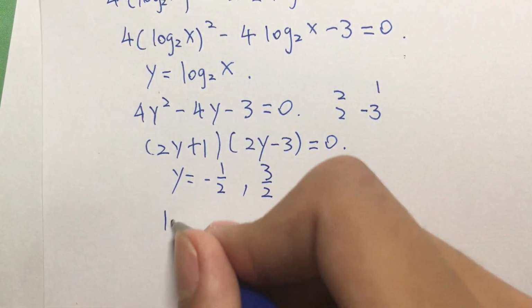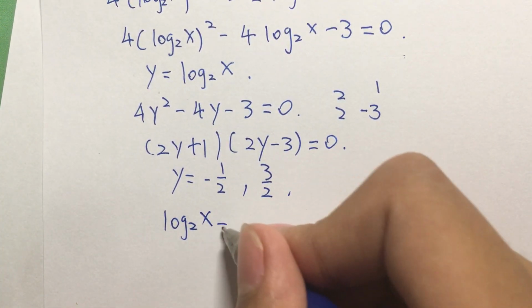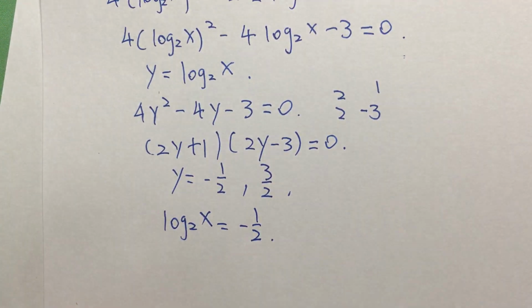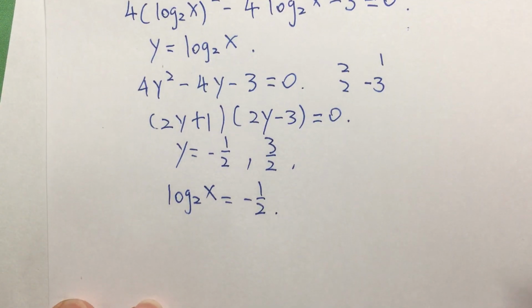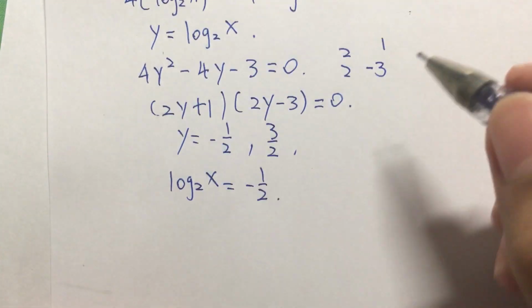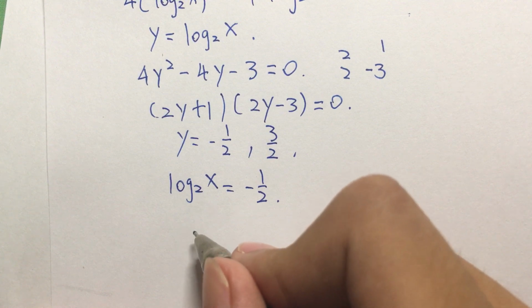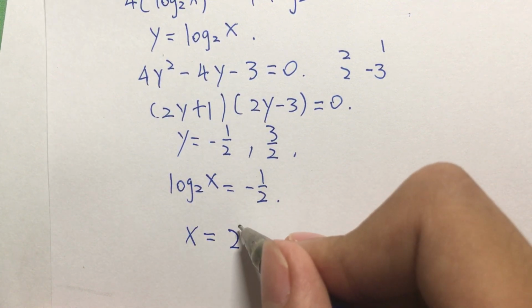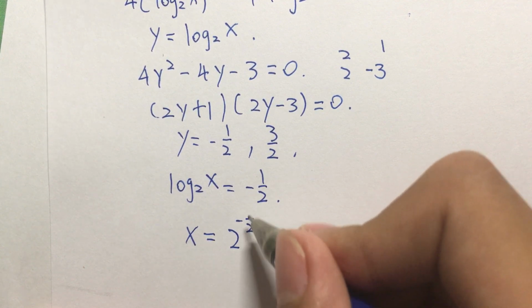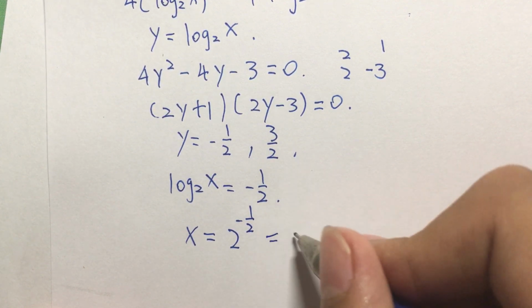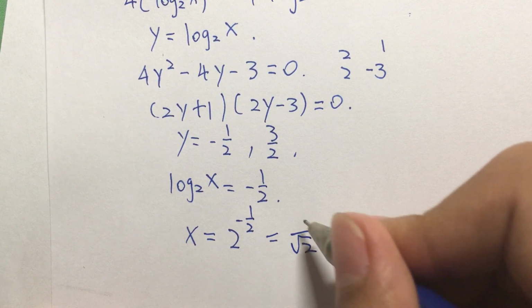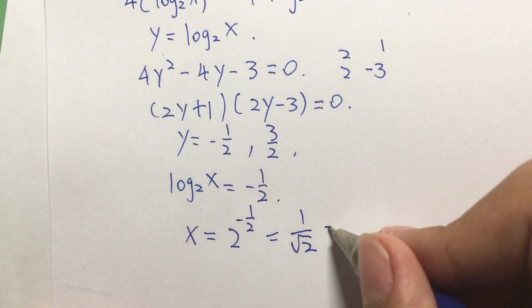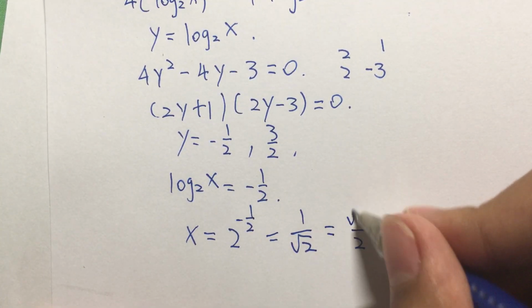So now we have log_2 x equals negative a half. And we know that x is equal to 2 to the power of negative half, which is 1 over square root 2, which is square root 2 over 2.